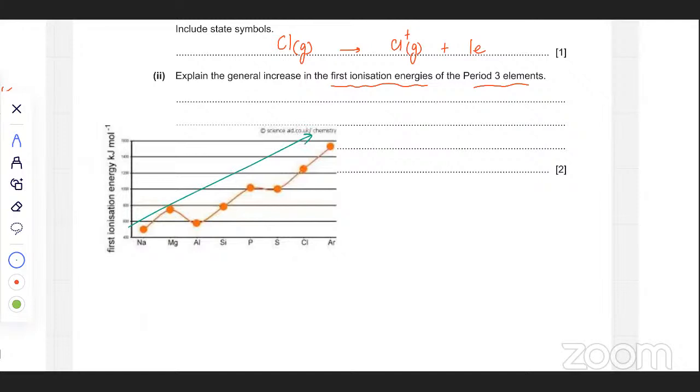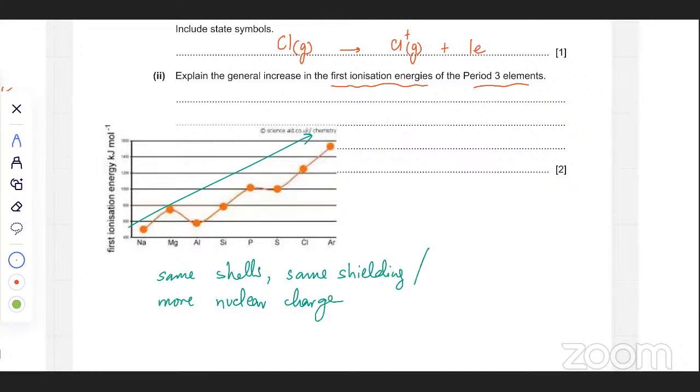The first one is that when you move across the period, you have exactly the same shells. So same shielding. So that's not going to have an effect really. But when you move across a period, you have more nuclear charge. I mean, you're going to write it like that, that when you move across a period, you have more nuclear charge. And the first one is not going to have any effect.